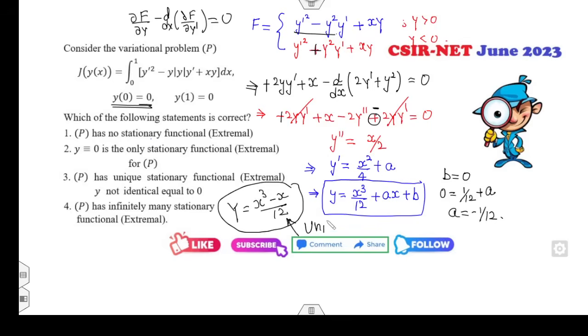So since there is no arbitrary constant involved in the solution, that means you will get the unique solution. Fine. Is y equal to 0 the only solution? That's wrong, because we get another solution as well. Y is equal to 0 is a unique solution? Y is not identical to 0, it's a unique solution? Infinitely many solutions? Wrong, because you get only two finite solutions: y is equal to 0 and y is equal to x cube minus x by 12.